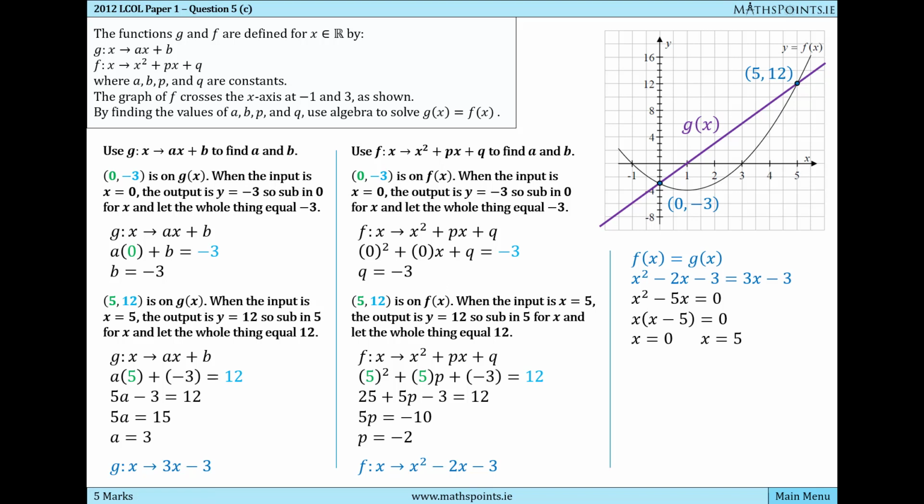A small reason why this method might be preferable is that (0, minus 3) has an x value of 0, which allows us to find q straight away. q is equal to minus 3. When we sub in (5, 12), we can sub in this value of q and solve immediately for p equal to minus 2, saving us the work of having to solve a simultaneous equation.